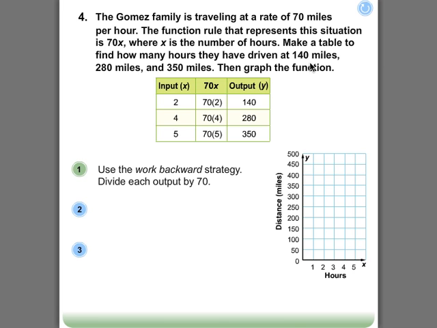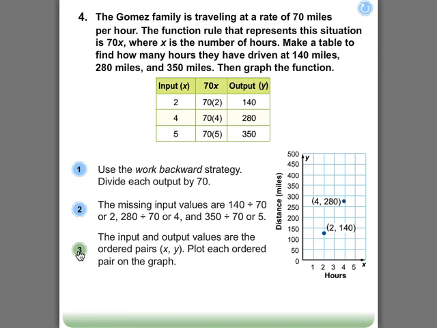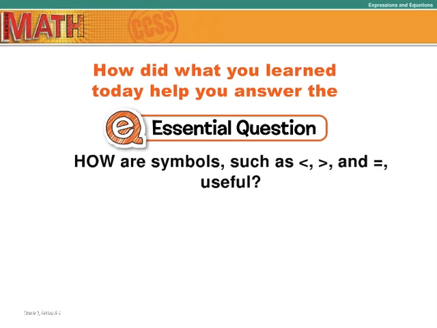So you're going to use the work backwards strategy. Divide each output by 70. Okay, so that's how you get the answer there. The missing input values are 140 divided by 70, or 2, right? Because 2 times 70 is 140. Or 280 divided by 70, which is 4. And 350 divided by 70, which is 5. Okay, which it's already listed up here in the table. The input and output values are the ordered pairs, so you plot each ordered pair on the graph.